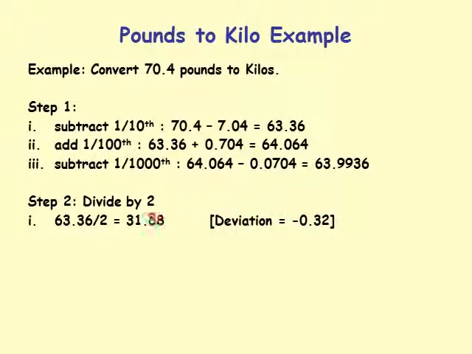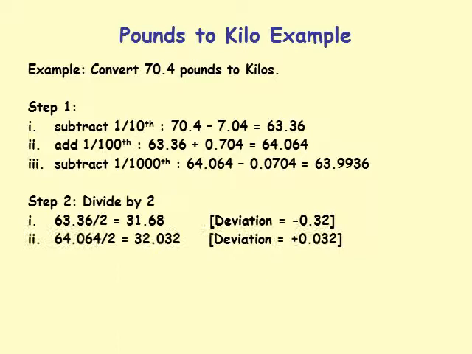It's less than the result of 32 kilos we got before. So this is 64.064. From using that one approximation divided by 2 is 32.032. This deviation is 0.032. So here we were undershooting the results, here we are overshooting.